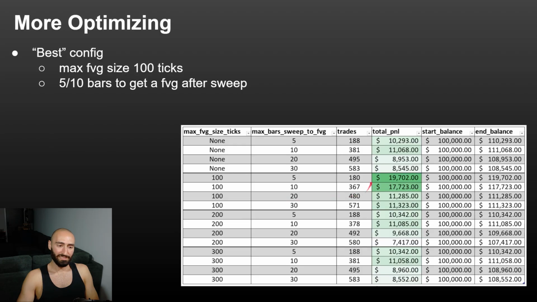Now, one thing I didn't like is that we reduced down to 180 trades, which, you know, maybe is okay. Over 2 years, you're trading about every other day. Wait for your good setups, right? Why not?